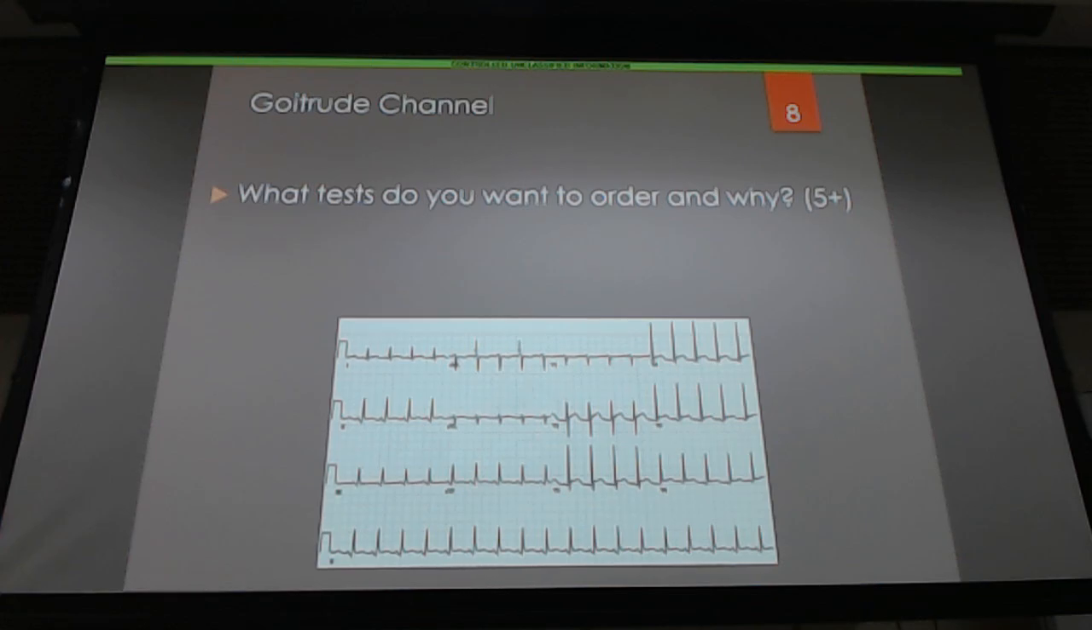What tests do you want to order for this patient? TSH. Besides the EKG.